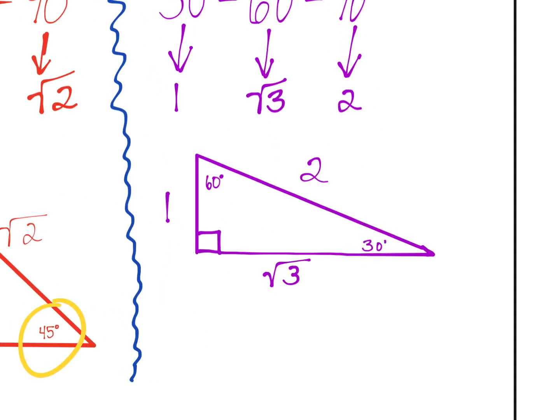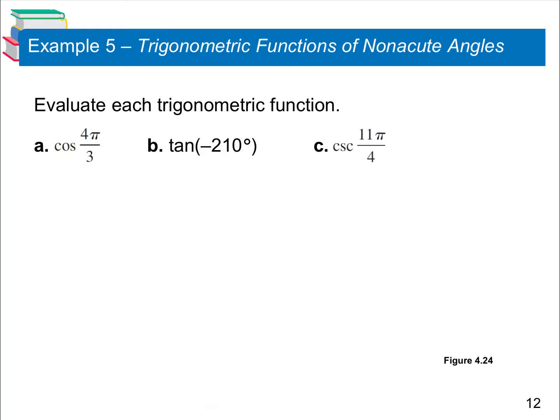So when you have a 30, 60, 90, and we're talking about reference angles on the unit circle, this should be okay because we've drilled this into your head a little bit. Across from the 30 is 1. Across from the 60 is root 3. And across from your right angle is 2. Now watch how that works.